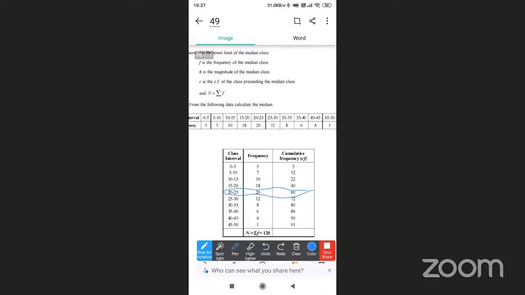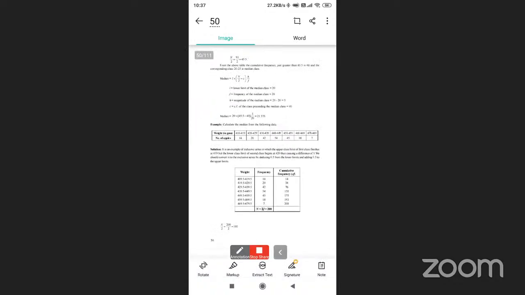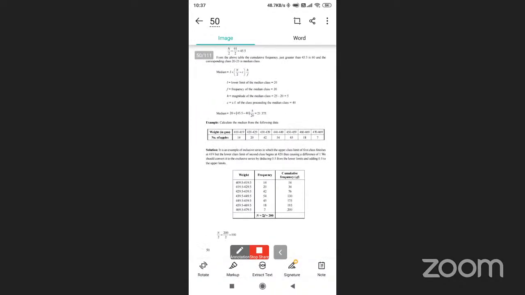Now 25 minus 20, that is the width of the class interval. Okay. Now coming to the formula. From the above table, the cumulative frequency just greater than 45.5 is 60, and the corresponding class 20 to 25 is the median class. Now the median formula: L plus (n/2 minus C) into h by f.